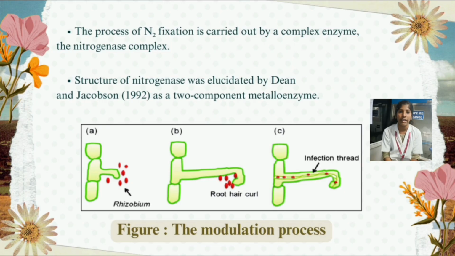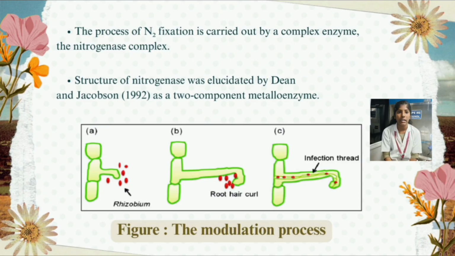This enzyme is highly complex and plays a key role in converting atmospheric nitrogen into a usable form for plants. According to Dean and Jacobson in 1992, nitrogenase is a two-component metalloenzyme. The picture here shows the nodulation process.